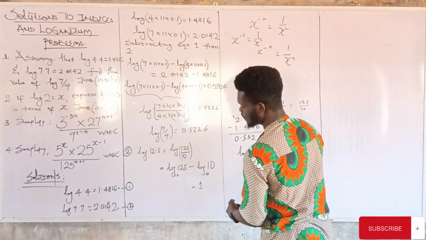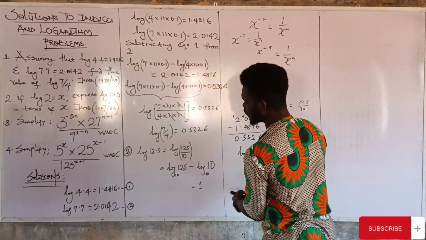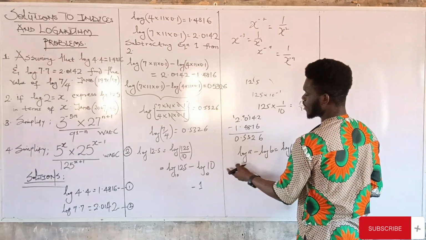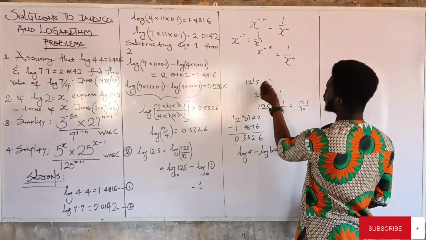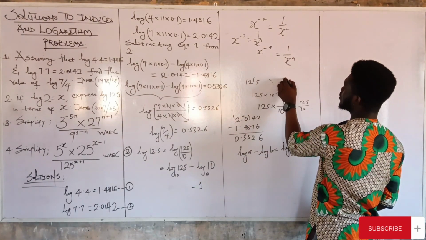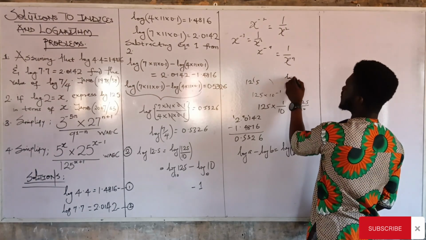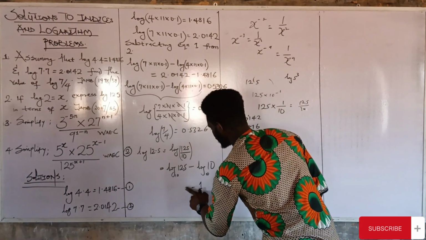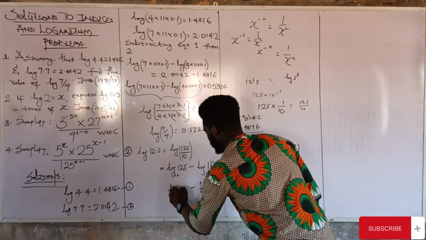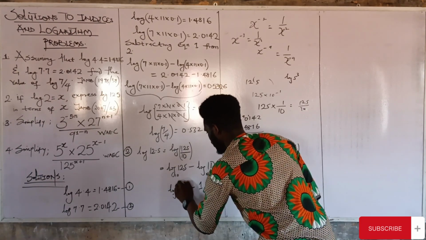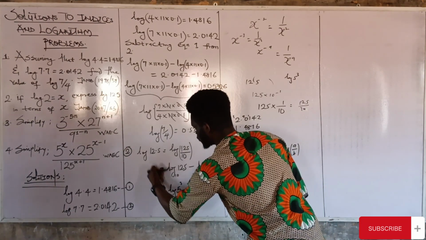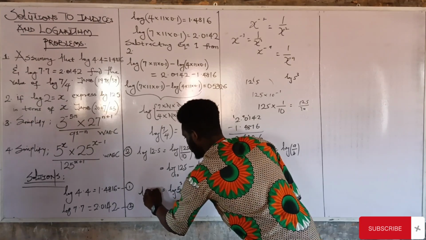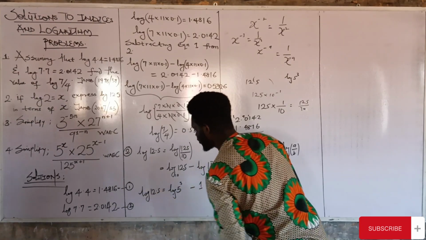Now, what is this? This is 125. So, because we have 125 there, we see that 125 is 5 in 3 places, that is 5 to the power of 3. So we can now see log 12.5 is equal to log 5 to the power of 3 minus log 10. So I'm trying to explain that.